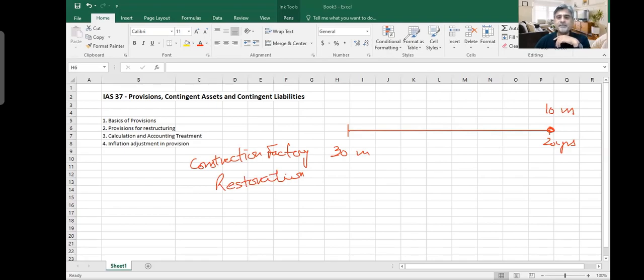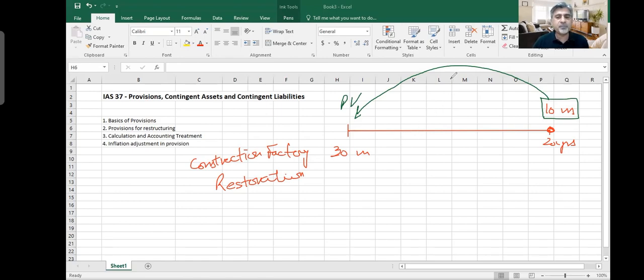So this 10 million is your obligation. We understand that it is our obligation, but it is not our obligation today. I am making my accounting transactions in my books today, so I cannot say this 10 million is my liability today. This is your liability after 20 years. So what you need to do is find out the present value of the provision. Always remember that provisions are initially recorded at the present value.